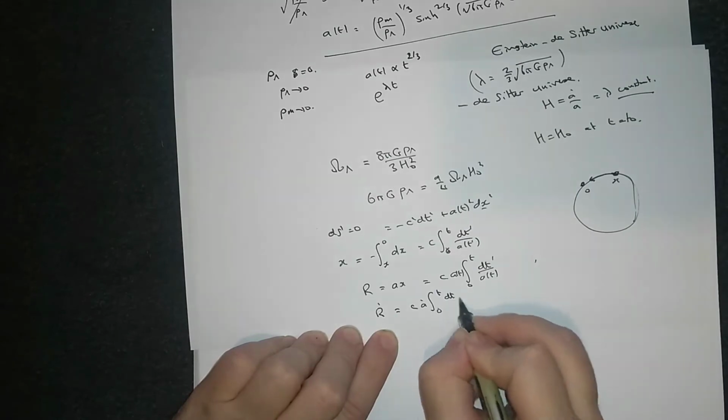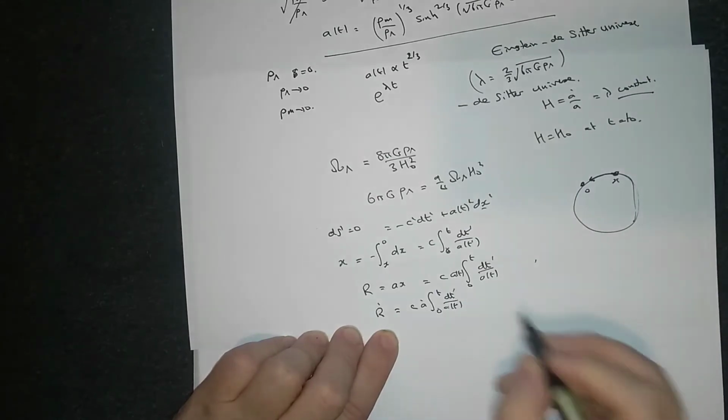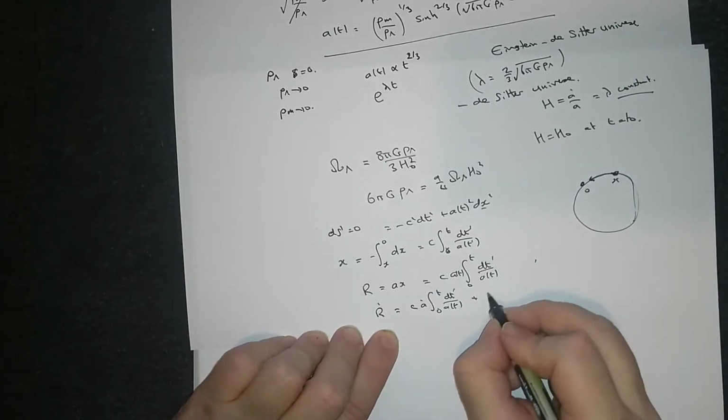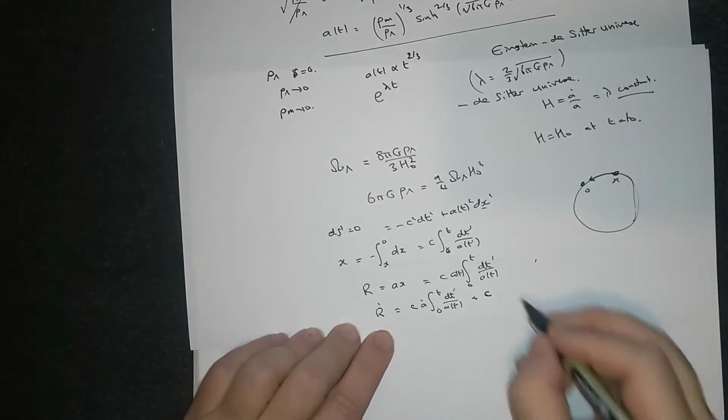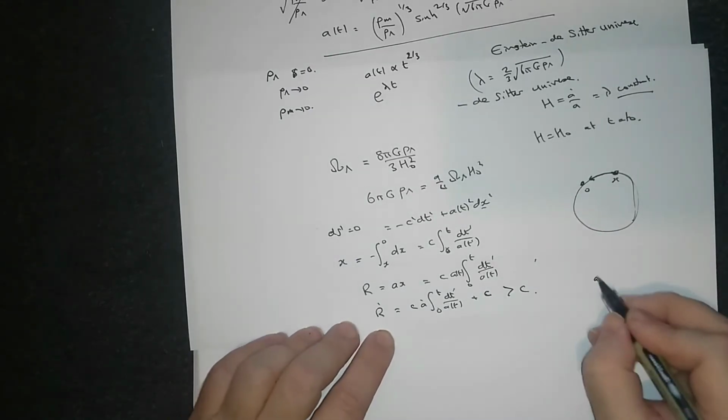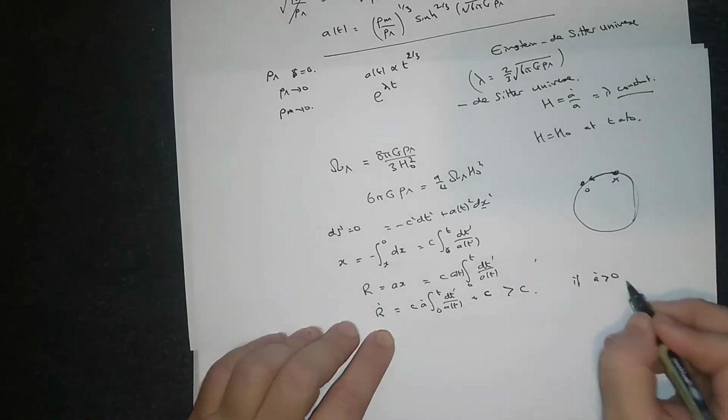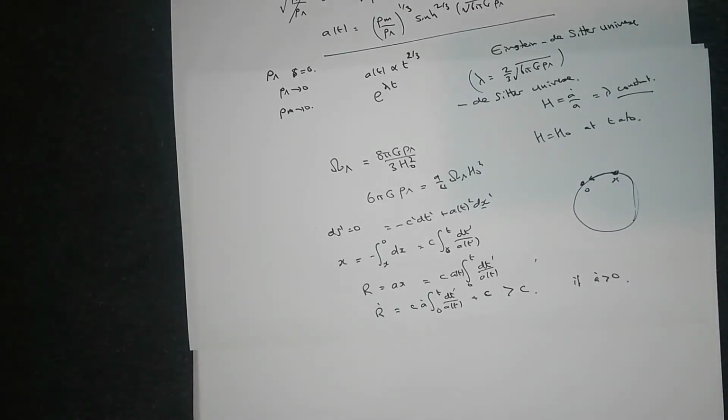One thing we can notice immediately from this equation is that r dot is c a dot times the integral from 0 to t of dt over a of t, plus, differentiating that, just gives me c. That's strictly greater than c if we're in an expanding universe. So the rate of recession of the cosmological horizon is always superluminal.